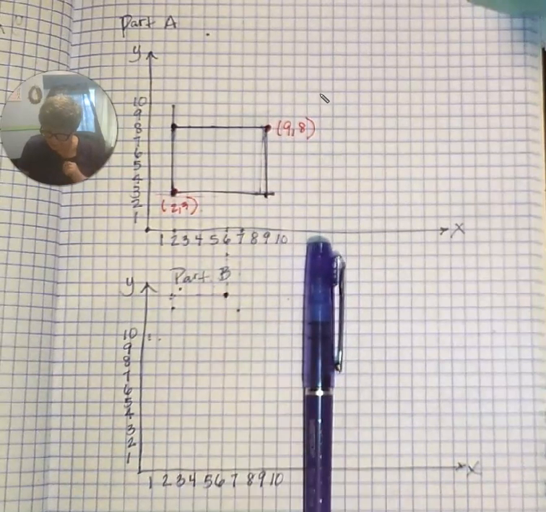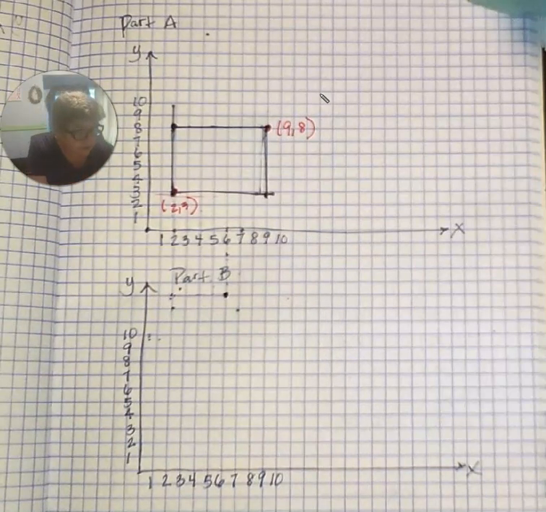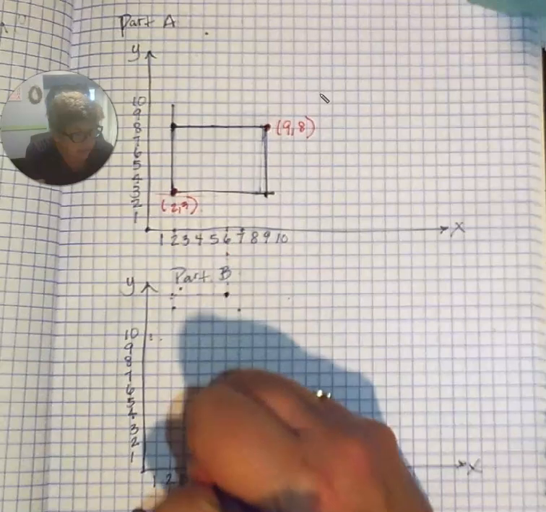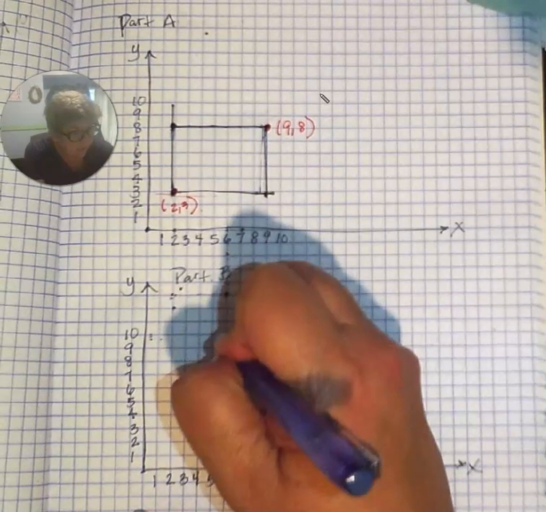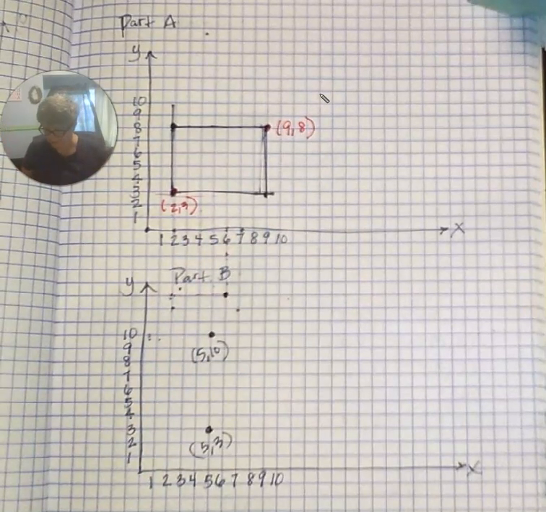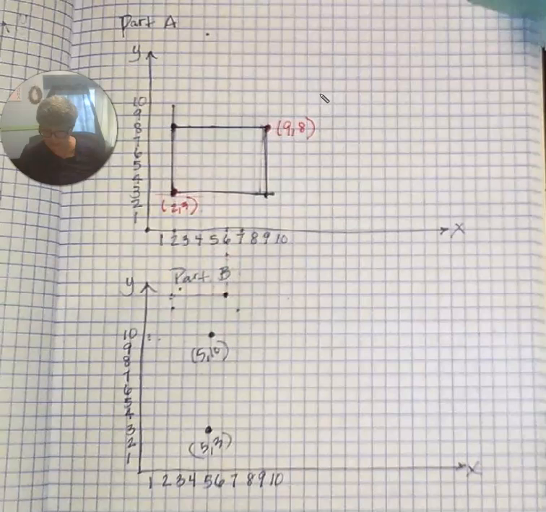I'm going to pick 5, 3 and 5, 10. You pick whichever 2 you want. Free choice, point picking. Once you have those done, you're going to trade papers with your partner. Your partner also plotted 2 vertices of a rectangle, and you're going to determine the locations of the other 2 vertices. Plot those points, draw the rectangle, and then write your ordered pairs next to those vertices.